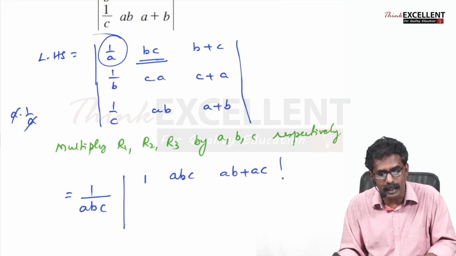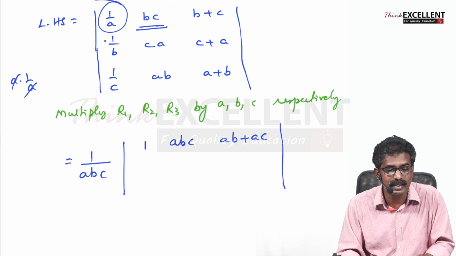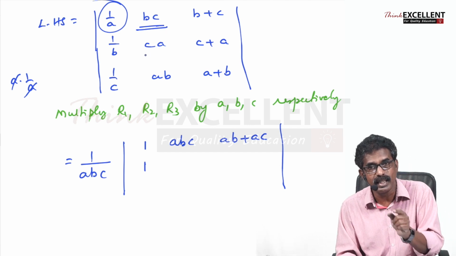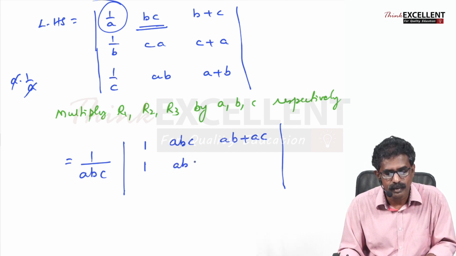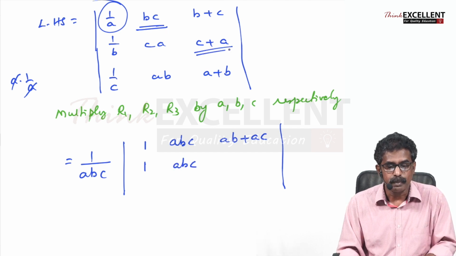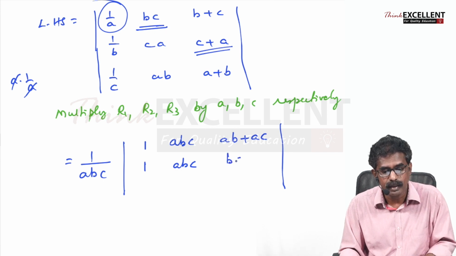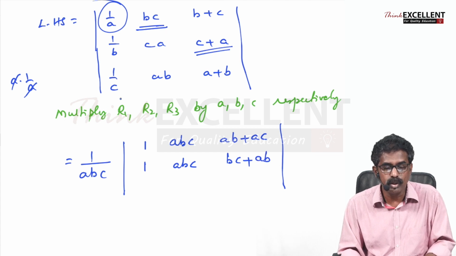So first row you multiply by A. Second row you multiply by B. So first term, B into 1 by B, cancel, 1. Second term, if you multiply by B, already CA is there. If you multiply by B, CAB, write in order, ABC, right? Third one, you multiply by B. So BC plus BA. BA or AB.